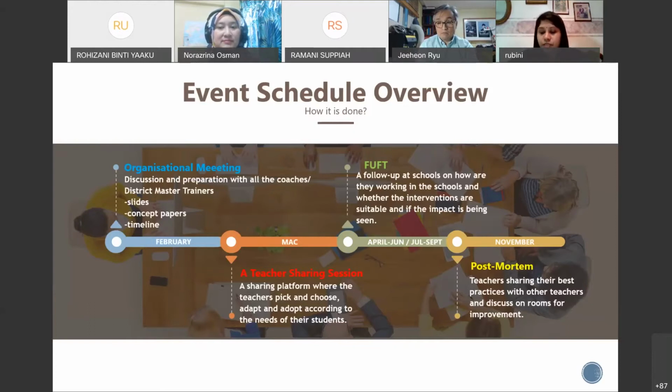It is very important that we do not engage in any particular fixed modules, because we believe in school autonomy. The teacher knows the student best. So the teacher gets to pick and choose, adapt and adopt according to the needs of their students. This is how it was done.